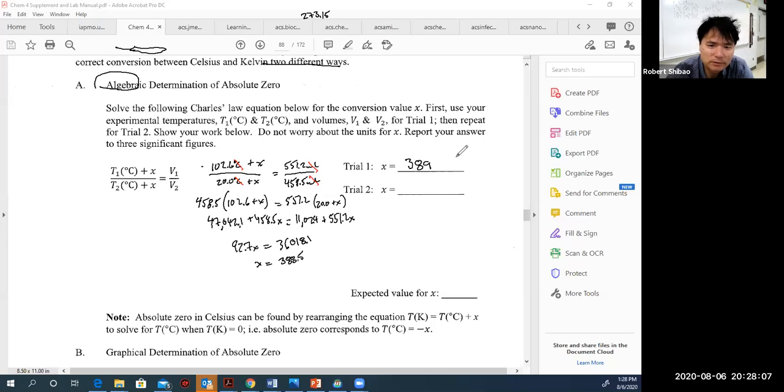It's pretty bad, and the percent error is going to be kind of big. It's going to be 389 minus 273, divided by 273, times 100. It's a huge error. That's 42% error. It's bad, but that's the data we got.